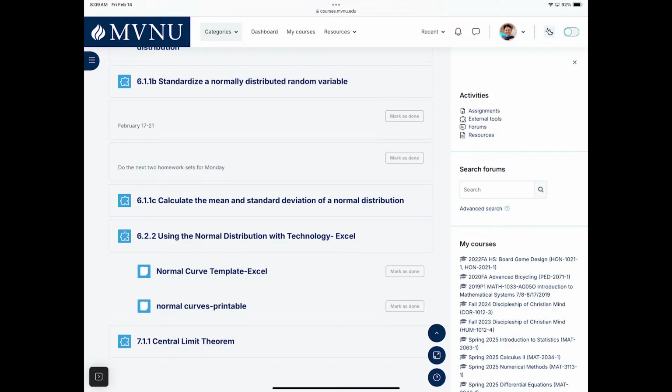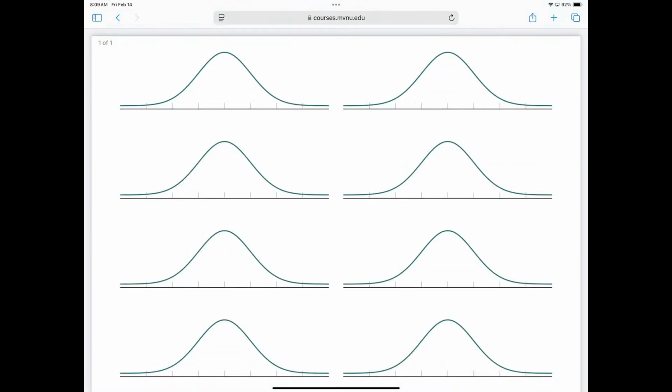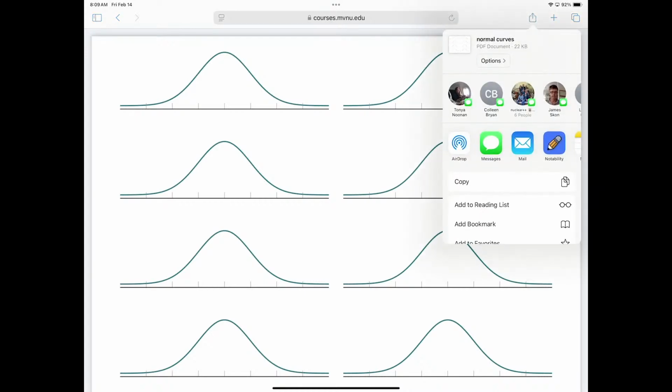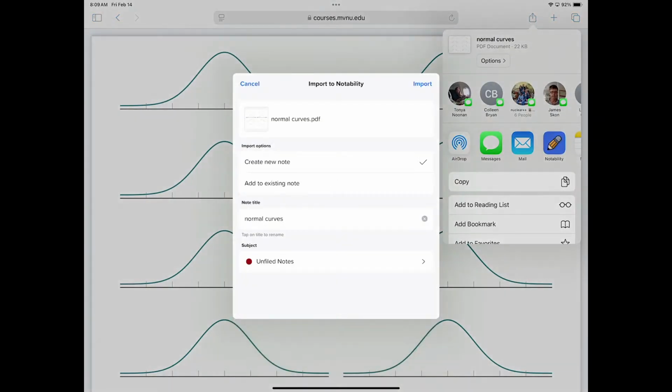Anyway, getting back to this, there are two things that are going to be useful to you: the normal curve template and the normal curves printable. The normal curve template is an Excel file. I will show you that in a bit. I'll just get it open up here. There we go. But the printable one, that's the one I wanted to point you to because this is what you have in your hands. Also, that way I could move it over to Notability and use it right now.